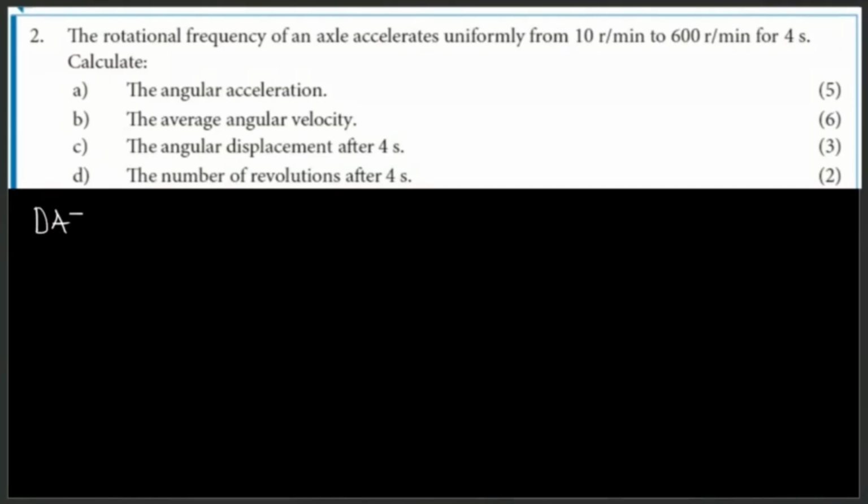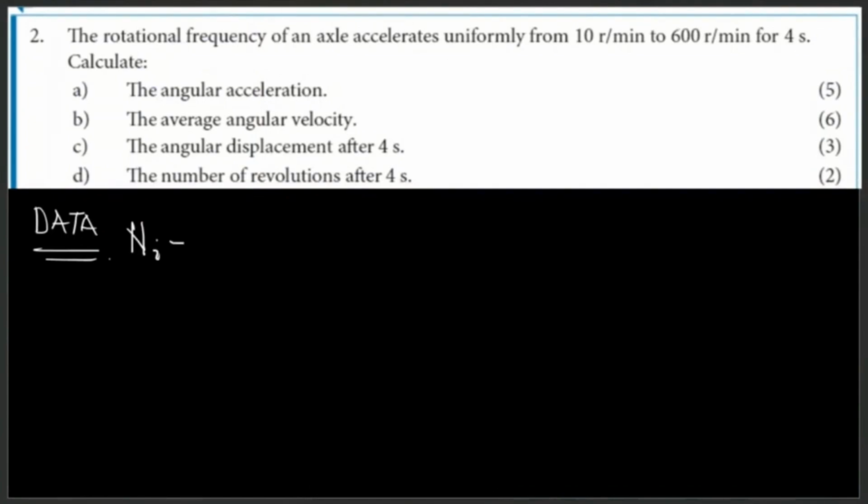First thing you want to write down is your data. Let's look at that. It's a typical exam question: 5 marks, 6 marks, 3 marks, 2 marks. There's a lot of marks there. The rotational frequency of an axle accelerates uniformly from 10 revolutions per minute to 600 revolutions per minute. So normally I represent my capital N with the unit of rev.